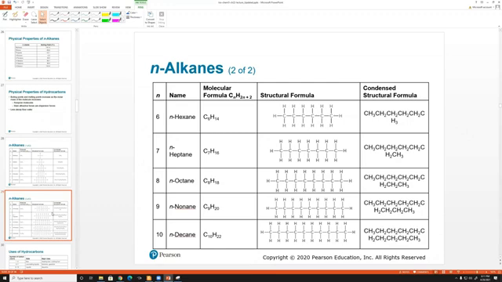Okay, so here are more of them. There's n-hexane, heptane, octane, nonane, decane. Those are just the straight chains of them, and they all follow the formula CnH2n+2. Any questions on the alkanes?